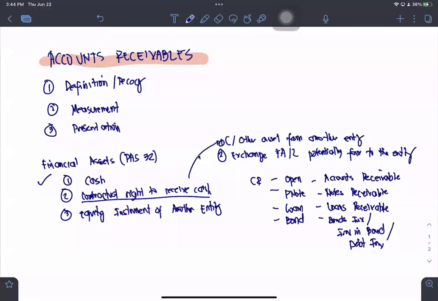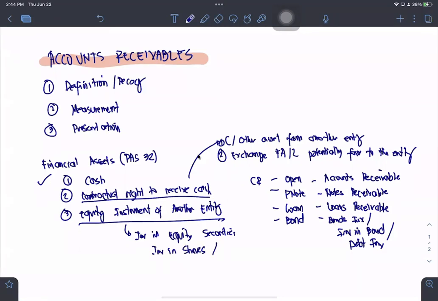Before, we called your bond a bond receivable, but now it is called investment in bond, bonds investment, debt investment, or investment in debt securities. So those are the terms used. Next, lastly, equity instrument of another entity. Whenever we talk about equity instrument of another entity, we call this one investment in equity securities or investment in shares, or also known as investment in stocks.